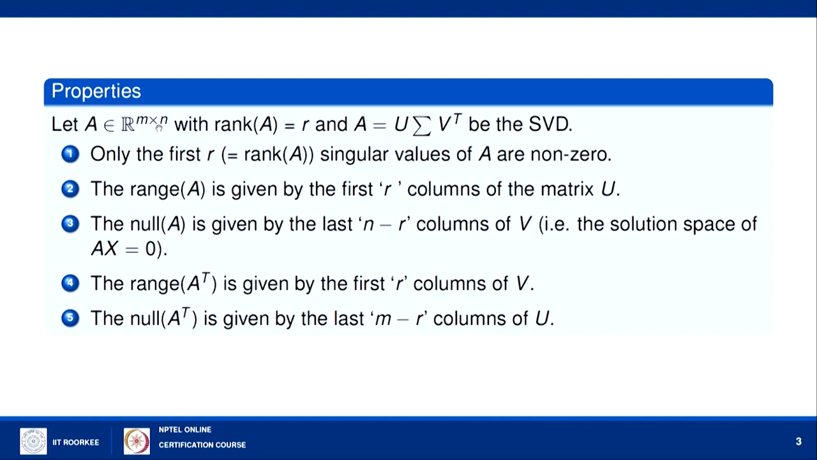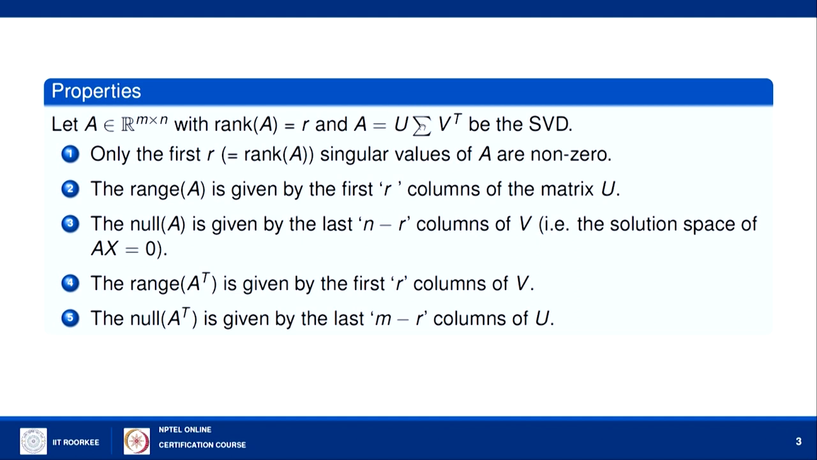Let A be an m by n real matrix, meaning it has real entries, with rank of A equal to r. Let us consider that the singular value decomposition of A is U sigma V transpose. Now, if the rank of A equals r, then the first r singular values of A will be non-zero. So the rank of matrix A equals the number of non-zero singular values. The range space of A is given by the first r columns of the matrix U. As you know, A is an m by n matrix, so it is a linear transformation from R^n to R^m.